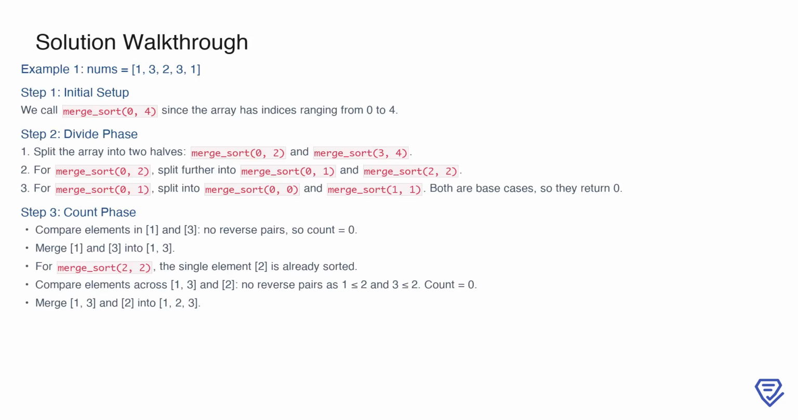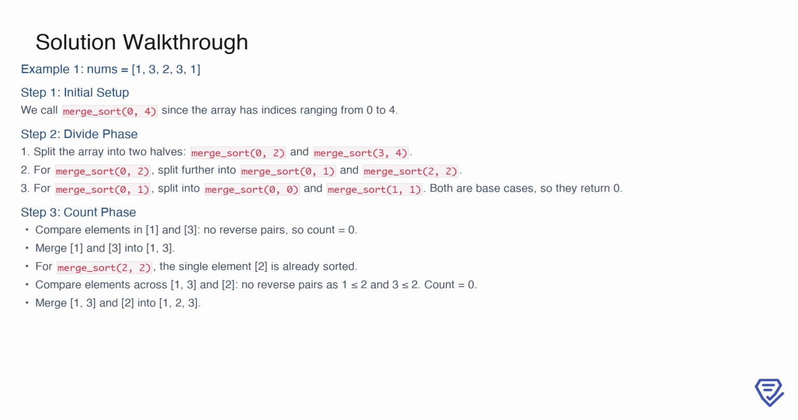To solve the problem of counting reverse pairs, we start by initializing our merge sort function with the full range of the array, which in this example is from index 0 to 4. The first step in the merge sort process is the divide phase, where we recursively split the array into smaller subarrays. Here, we divide the array into two halves, one spanning indices 0 to 2 and the other spanning indices 3 to 4. We continue splitting the first half, breaking it further into two smaller ranges, 0 to 1 and 2 to 2. The range 0 to 1 is split yet again into 0 to 0 and 1 to 1.